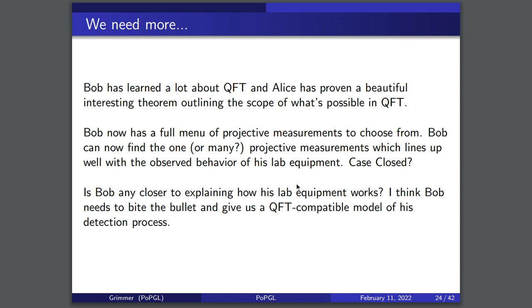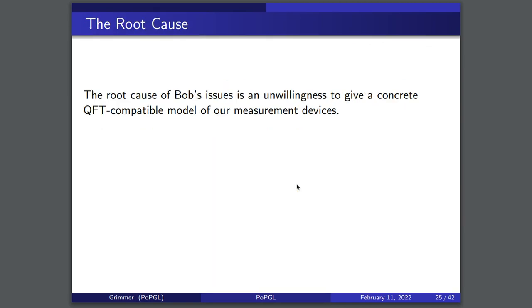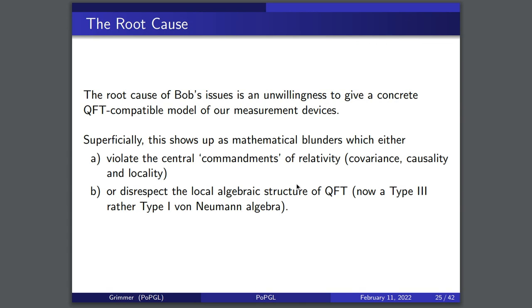I think Bob needs to bite the bullet, do what he's been unwilling to do, and give us a QFT-compatible model of his detection process. Right? So I just want to reemphasize here that the root cause of Bob's issue is an unwillingness to give a concrete QFT-compatible model of his measurement device. Now, that's the root cause issue, I'm saying. Superficially, this shows up as mathematical blunders, which either violate the central commandments of relativity, or rather they disrespect the local algebraic structure of the quantum field theory, which is, as I mentioned, now type 3 instead of a type 1 von Neumann algebra.